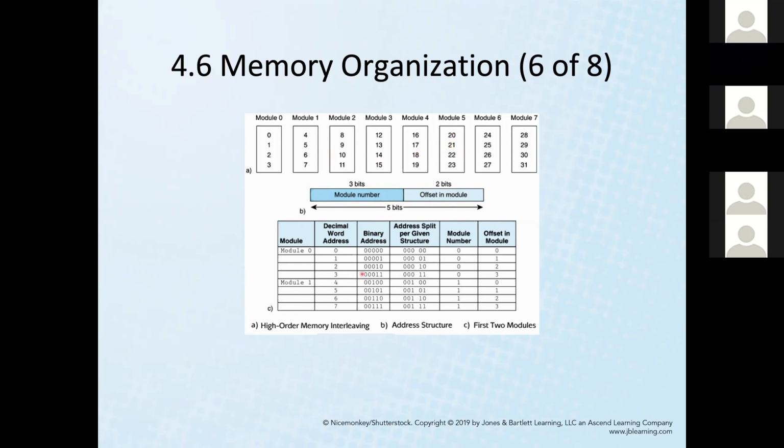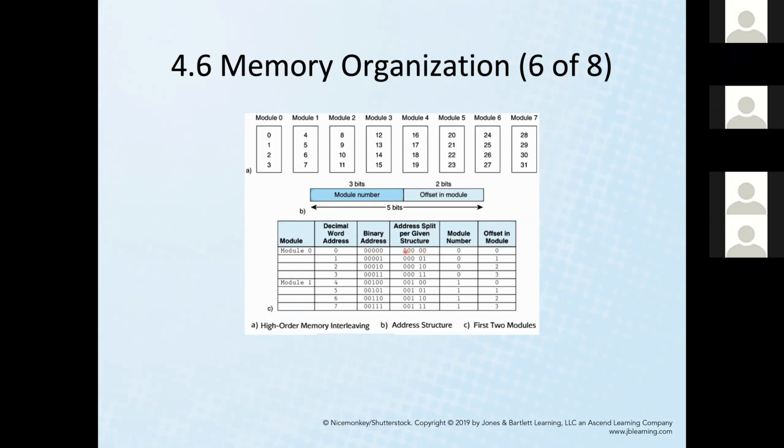Okay, so let's see this table. In this table, we have some decimal addresses. Address 0, 1, 2, 3, 4, 5, 6, 7. If we convert these decimal addresses to binary addresses, we will have these binary numbers. We split each address into 2 parts: left 3 digits and right 2 digits. The left 3 digits select the memory module, and the right 2 digits select the offset, the location in each memory.